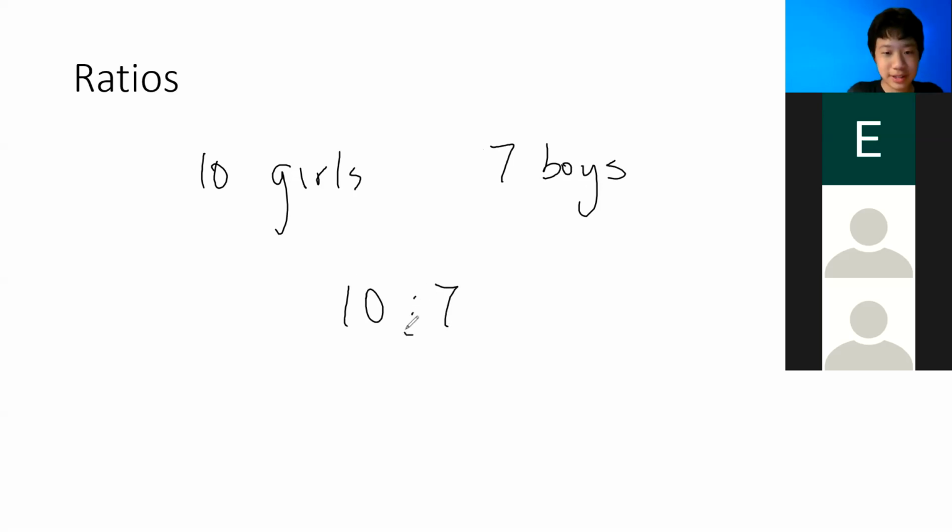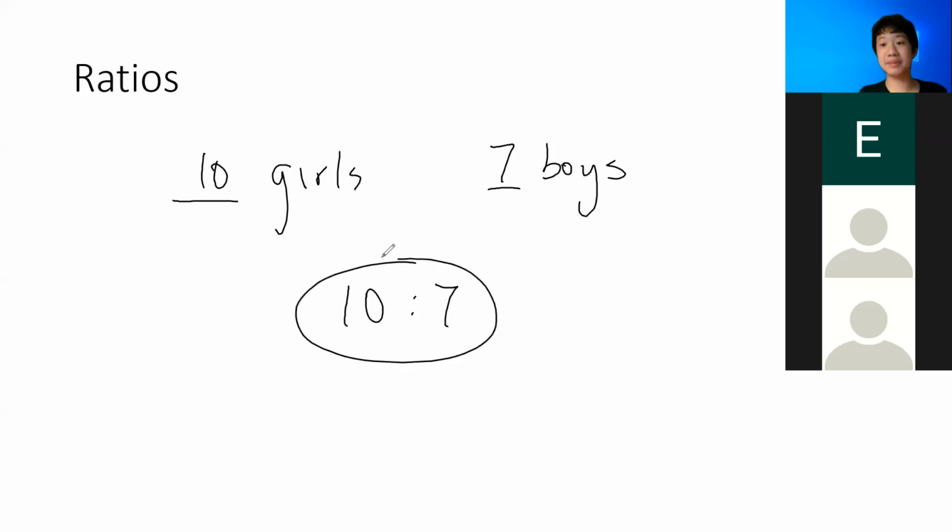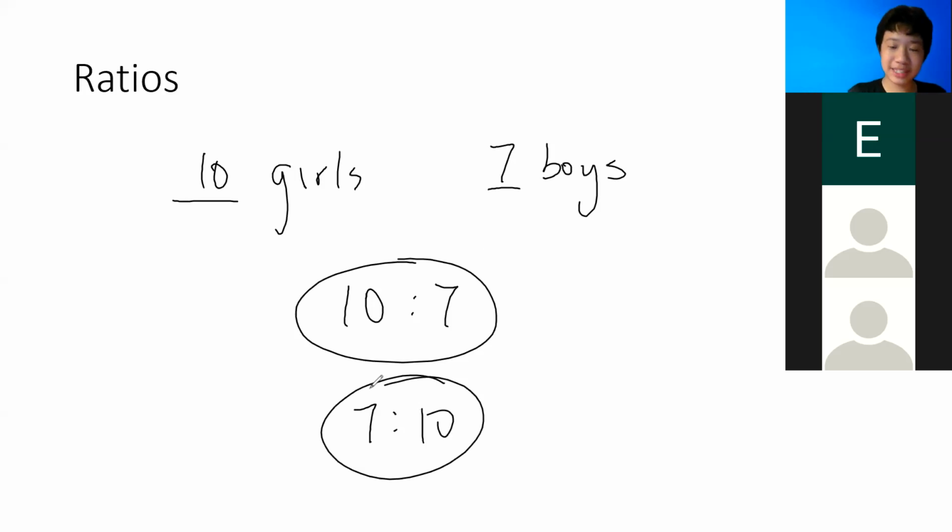All right, and then we use this little funny mark here called a colon. So we use a colon when we're talking about ratios. And basically, this is how we write it. For every 10 girls in this class, there are going to be 7 boys. So the ratio of girls to boys is going to be 10 to 7. If I wanted to say ratio of boys to girls, that would be the opposite way around, 7 to 10.